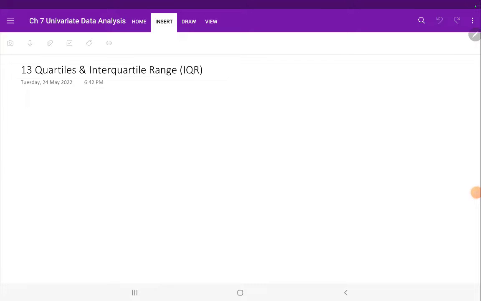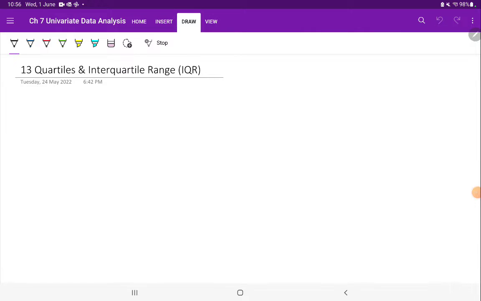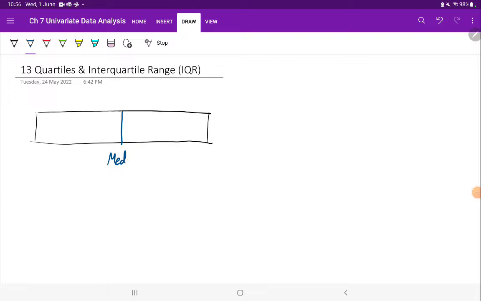Alrighty, so today we're going to be looking at quartiles and interquartile range. So what does it mean by quartiles? Well, quarter means kind of like a quarter. So you imagine you have a block, and this block is going to represent all of our data. And the first thing we want to do is split the data in half. We can do that by calculating the median, because the median is the middle of the data.